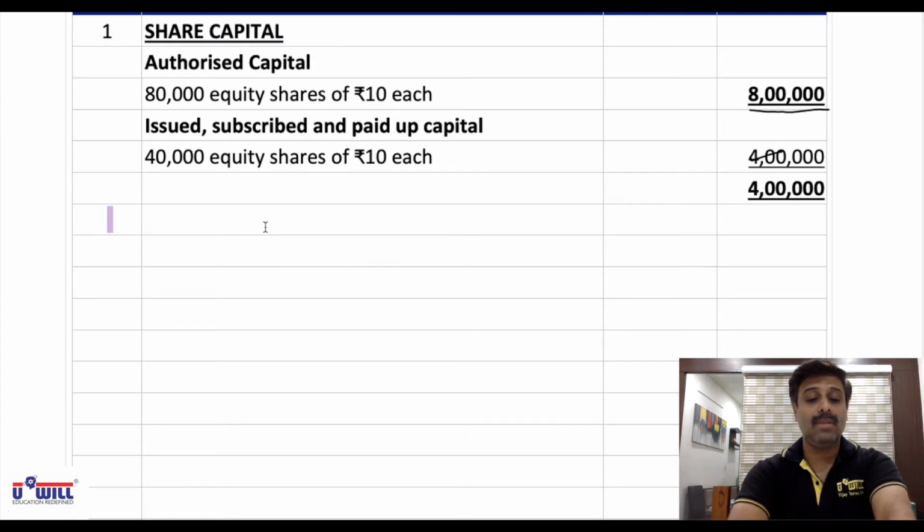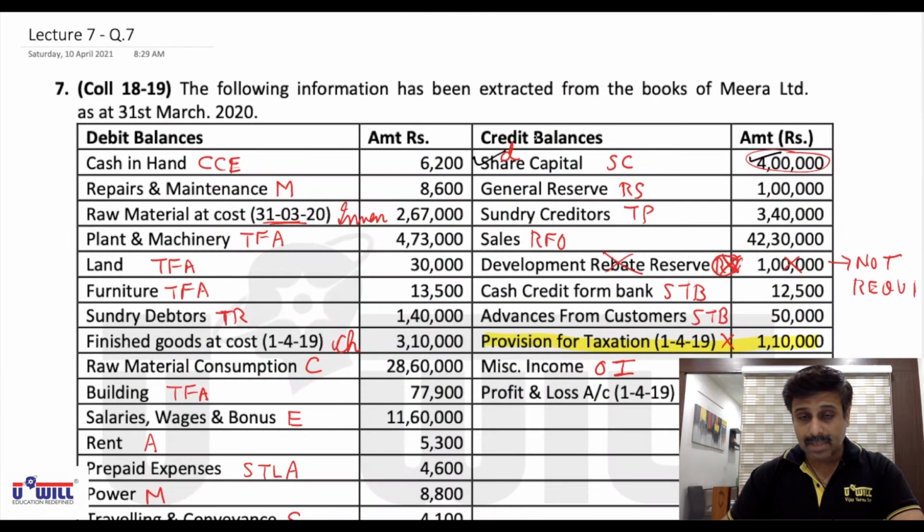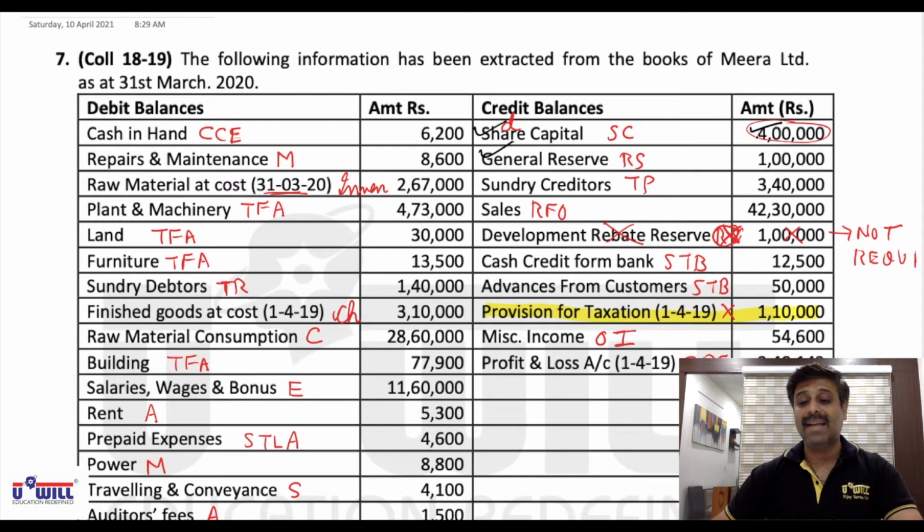Then the second note will be reserves and surplus. Now, in reserves and surplus, general reserve is there, 1 lakh. So all of you write down general reserve 1 lakh.